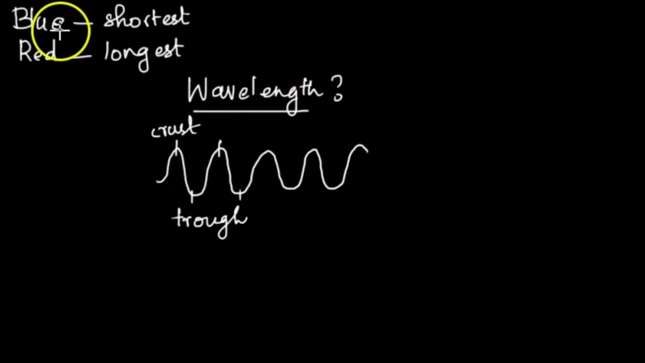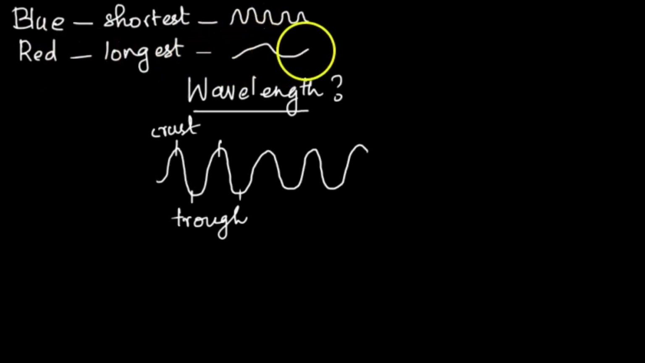So when I say that the blue color has the shortest wavelength, what I mean is the distance between these two crests or these two troughs is shorter for blue. And when I say that the red color has the longest wavelength, the distance between two crests or troughs is longer. So the wave for blue will be somewhat like this, and for red it will be like this. You can see the change in the distance between two successive crests and troughs. This is what we call a wavelength.